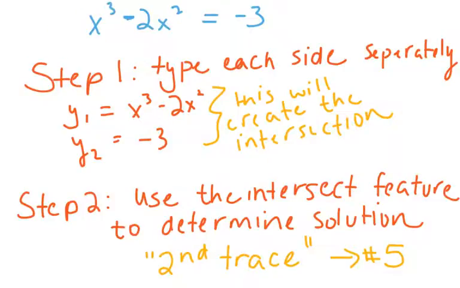Okay, so first step, type each side separately into your calculator. So your first line will be y1 is equal to x cubed minus 2x squared. And your second line will be y2 equals negative 3. Separate those two things and put them on two different lines. Okay, so this will create your point of intersection.